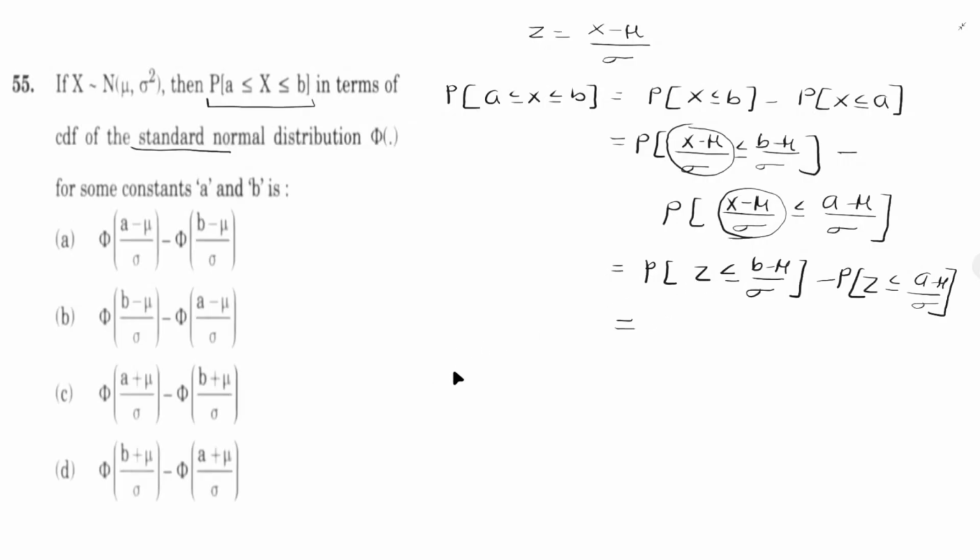Now if we have Z less than equal to, suppose, small g, and Z is standard normal variate, so we write it as in the CDF, G. So whatever is here, we write it in the CDF. So this is the point. So this B minus mu upon sigma is the whole point, which is equivalent to g here.